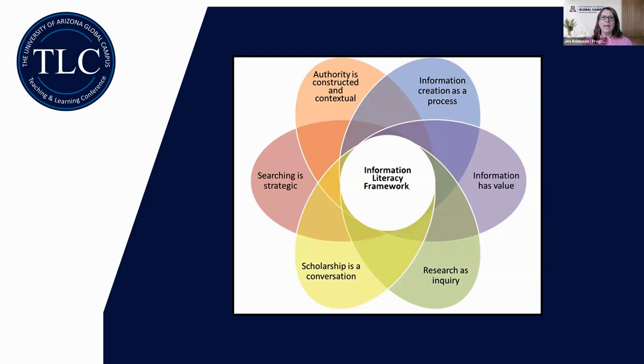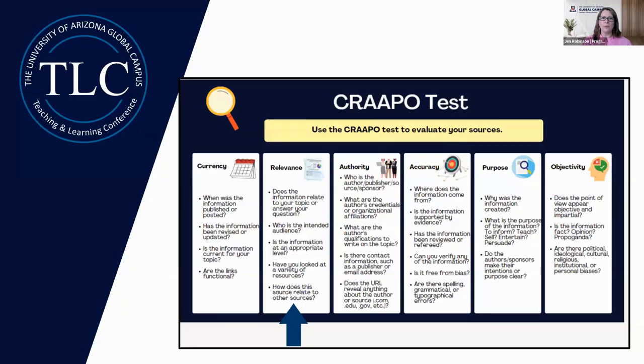Next slide, please. In addition to the framework for information literacy, we use this really funny sounding test called the CRAPO test to help build students' capacity to evaluate sources for appropriateness. Each week of Gen 103 will take students through a piece of this test and provide a deep dive into why that specific piece is important for understanding if their sources are appropriate for personal, professional, or academic contexts.